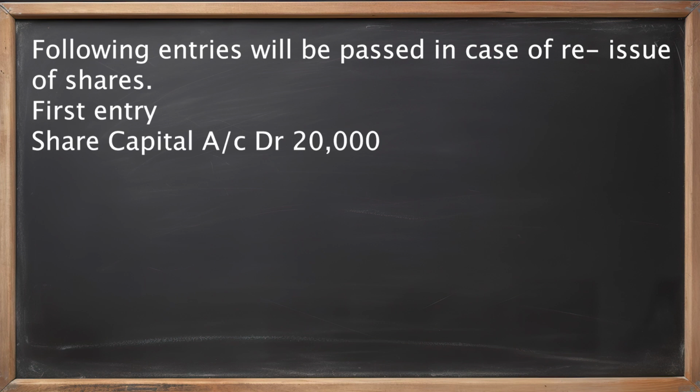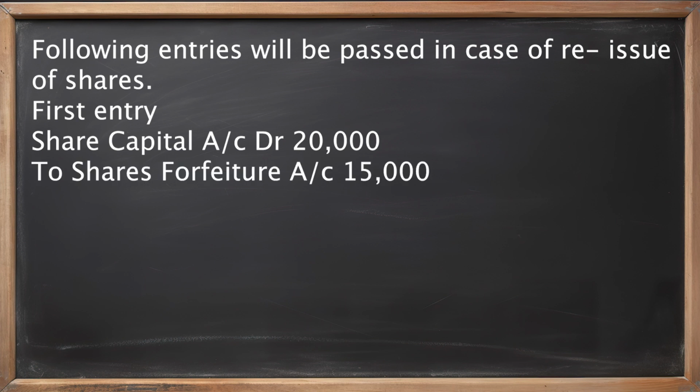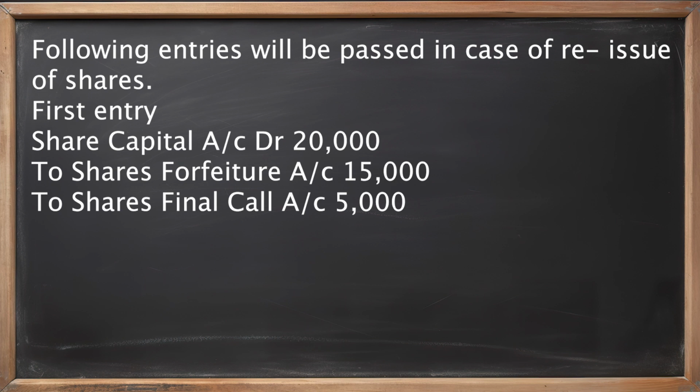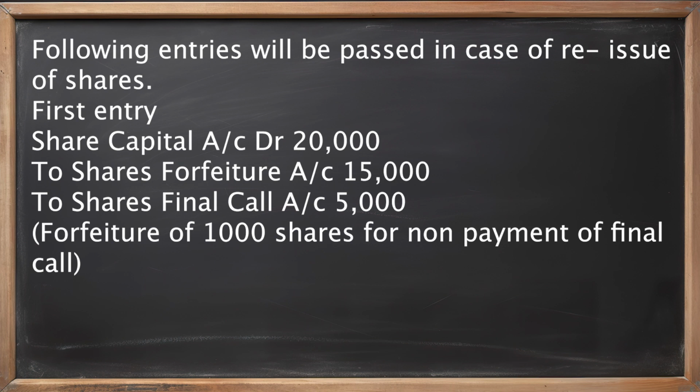The first entry is share capital account debited rupees 20,000, that is 1000 shares multiplied by rupees 20, which is the total called up amount. To share forfeiture account rupees 15,000, that is 1000 shares multiplied by rupees 15, which is received. To share final call account rupees 5000, that is 1000 shares at the rate of rupees 5 which is unpaid, being forfeiture of 1000 shares for non-payment of final call money.